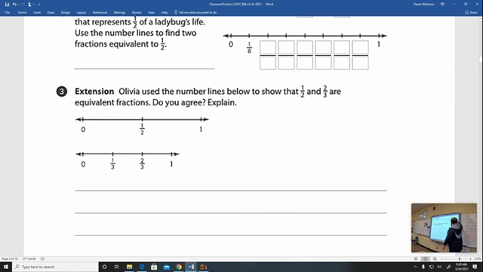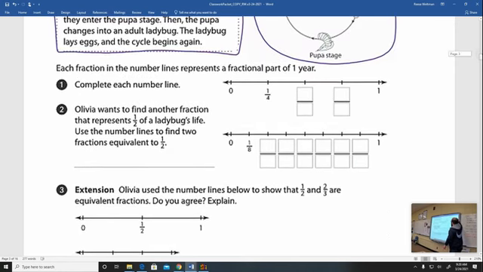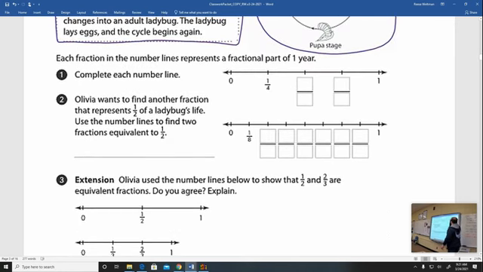So let's move down, maybe not that far down. Each fraction in the number line represents a fractional part of a year. So in this case, that whole number line represents what? Look at your pages, guys. I hope you're paying attention. That number line represents what right there? A year. 0 to 1. 1 year. Each fraction of the number line represents a fractional part of 1 year.